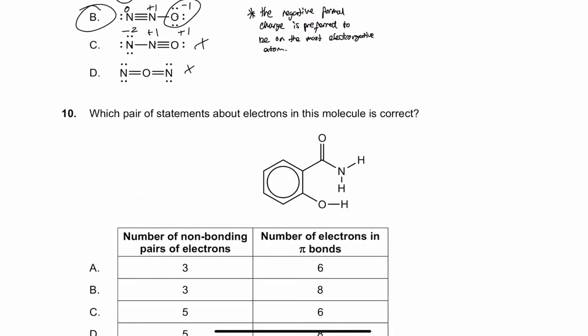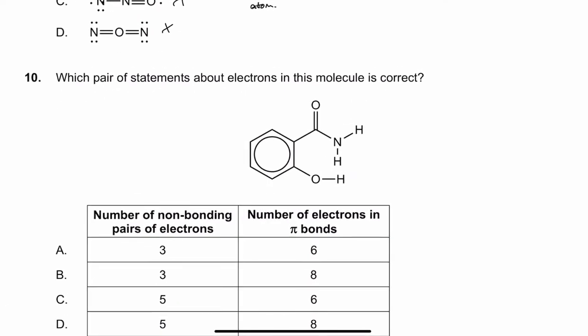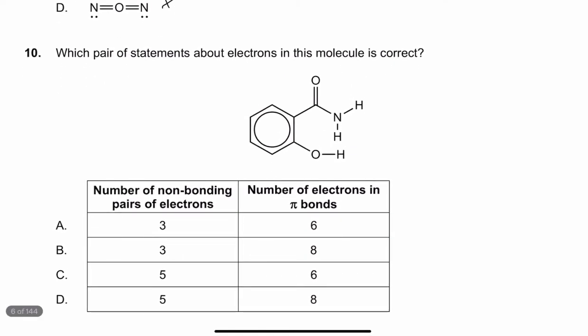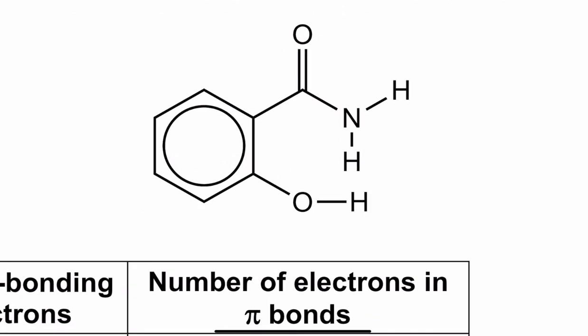Which pair of statements about electrons in this molecule is correct? I don't like these ones. They're quite annoying, but let's get counting. So, number of non-bonding pairs of electrons. Let's just do that first because it's quite easy.